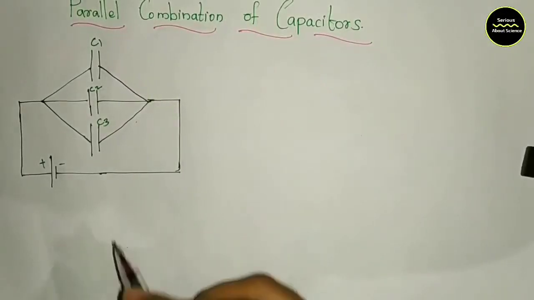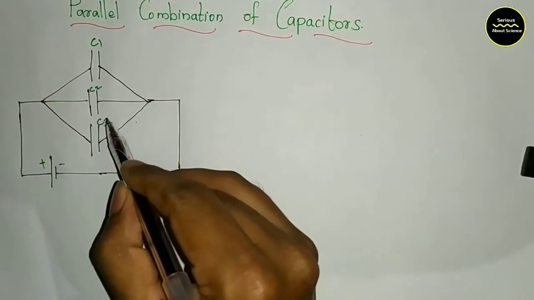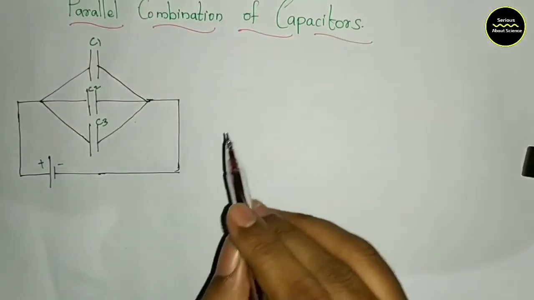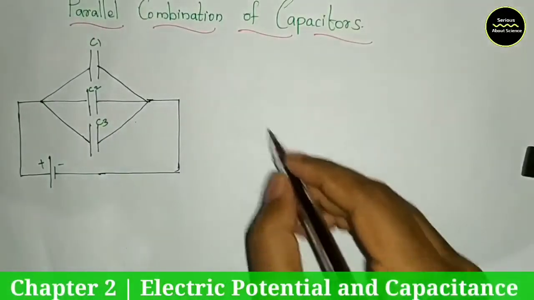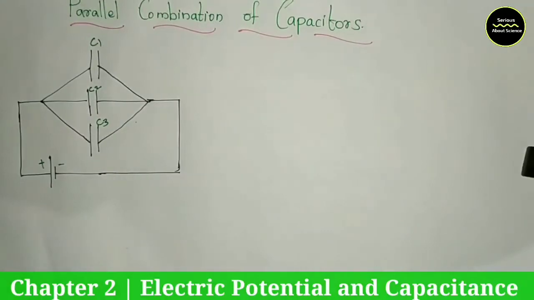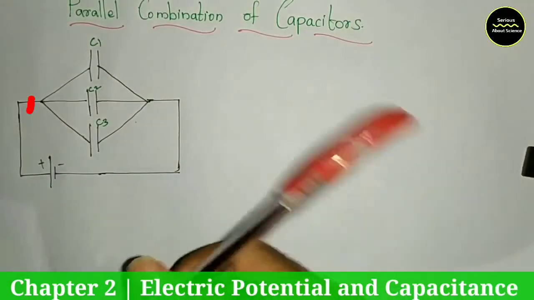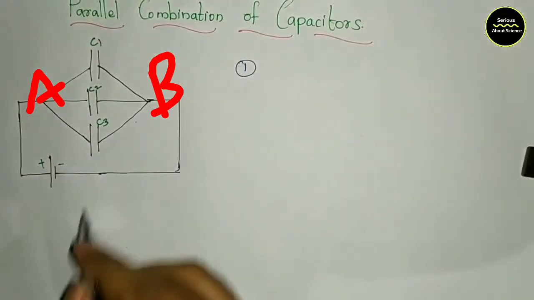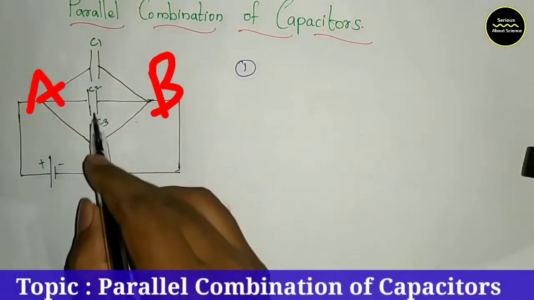In this video class, we are going to find out the effective capacitance when different capacitors are combined in a parallel way. So the parallel combination is shown in this given figure. In parallel combination of capacitors, the first plate of all the capacitors are connected to one point A and the second plate of each are connected to another point B. One plate to A and the other plate to B. So this is the figure.